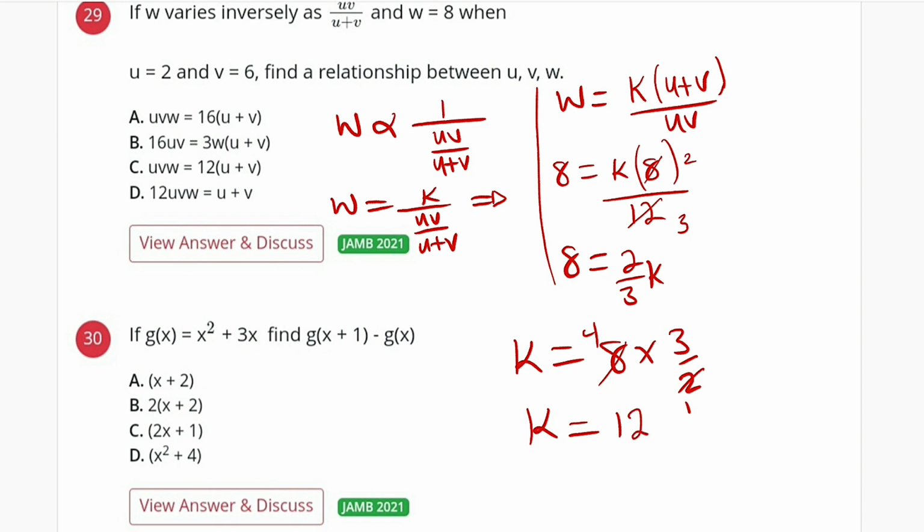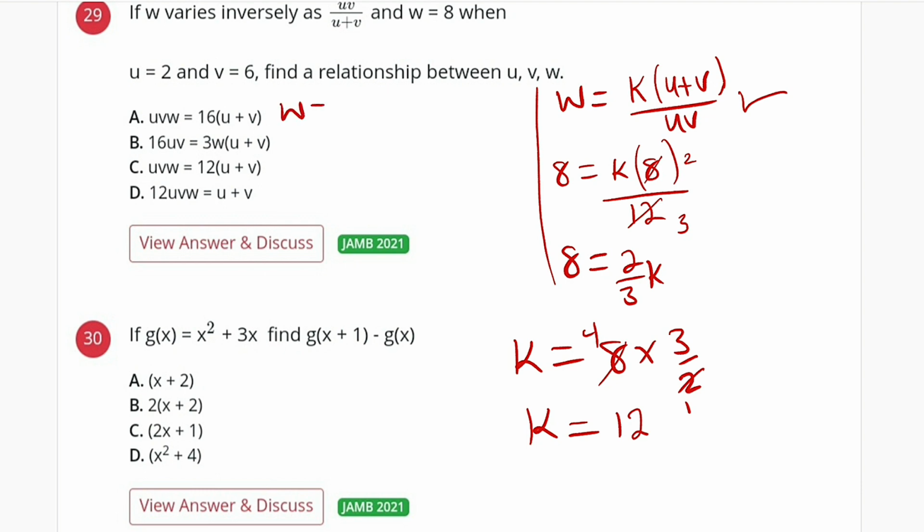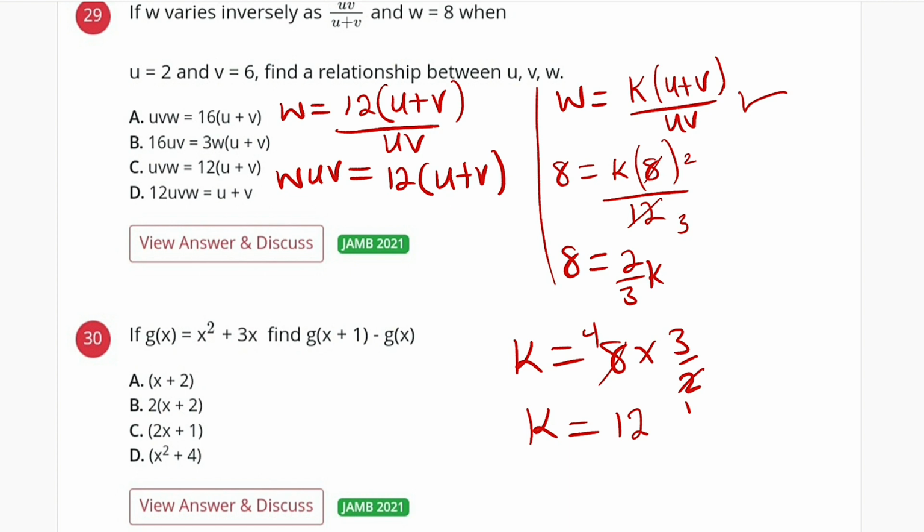Having obtained the value of K to be equal to 12, let us go ahead and plug it back into this relationship. So from there, we have W equal to 12 instead of K, multiplied by U plus V. Then we divide by UV, and we can cross multiply such that we have W times U times V. So WUV equal to 12 multiplied by U plus V. So this is the relationship. Let's see which option this is. I think it is option C.